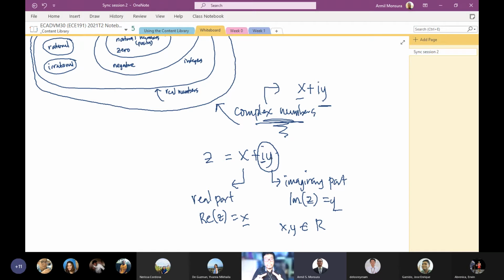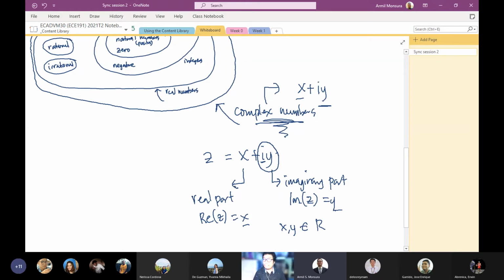Okay. So remember, imaginary part is different from imaginary number. When you say imaginary number, that's a number that is multiplied to an imaginary unit. But the imaginary part is basically a real number, that real number that is multiplied to the imaginary unit.